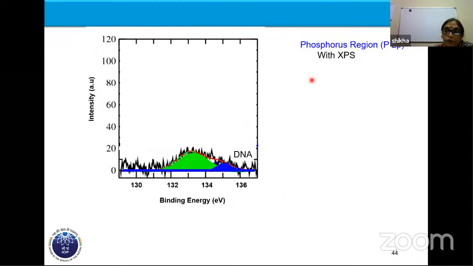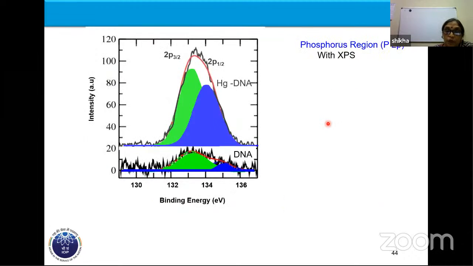On the other hand, if we look at the phosphorus region, this is from the DNA and this is from the mercury-interacted DNA. We see only 2 peaks. Here also for DNA it is only 2, and for mercury with DNA it is only 2. So unlike nitrogen, we do not see the signature of any other peak, which may tell us that mercury is interacting with DNA.